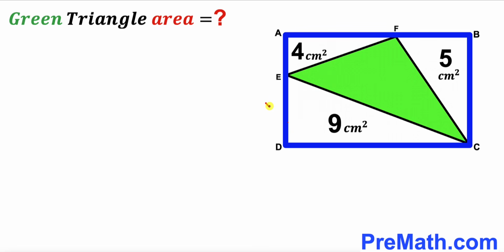In this video, we have this blue rectangle ABCD that consists of these four triangles, as you can see in the given diagram, such that the area of this right triangle EAF is 4 centimeters square. The area of this right triangle FBC is 5 centimeters square. And finally, the area of this right triangle CDE is 9 centimeters square. Now our task is to calculate the area of this green shaded triangle EFC.